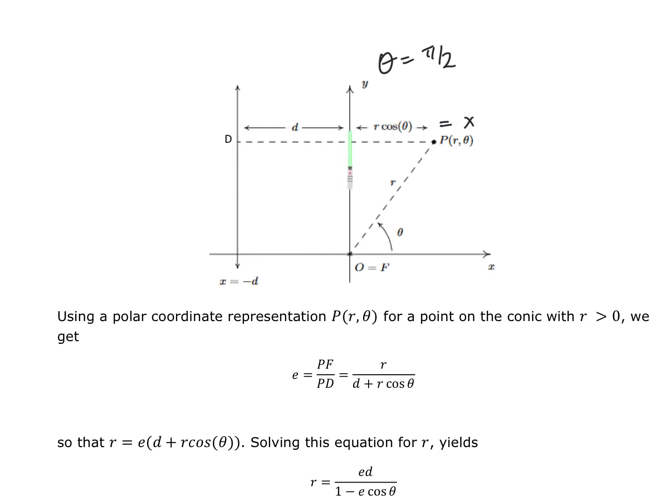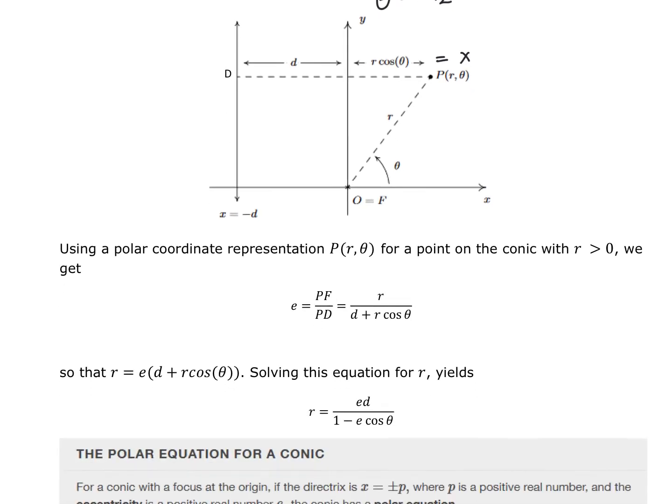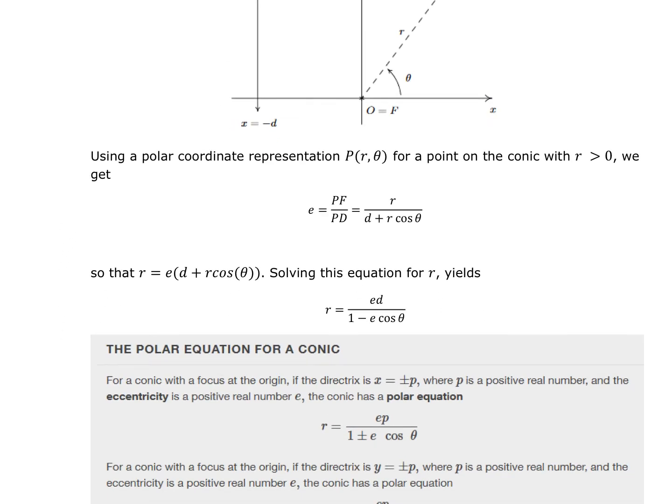Now we also know that the distance from the line theta equal to pi over 2 to this directrix, we're going to call this the distance d. So using this ratio from the point P to F, which is our focus, and then point P to the directrix, it is going to be r, because this is my distance r, and then d plus r cosine theta. If we solve for r now, we're going to get this equation. We're going to get r is equal to ed over 1 minus e cosine theta.